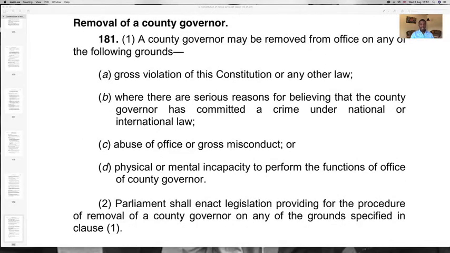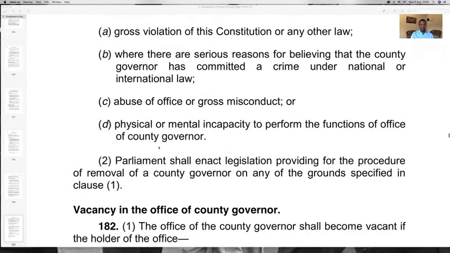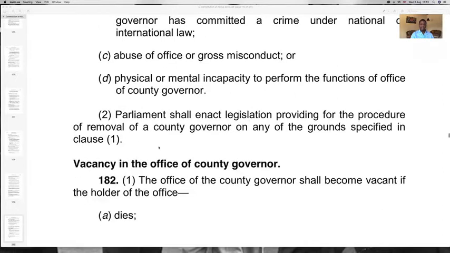Removal of a county governor. A county governor may be removed from office for gross violation of this constitution or any other law, or where there are serious reasons for believing that the county governor has committed a crime under national or international law, or if the governor is in abuse of office or gross misconduct, or physical or mental incapacity which enables him not to perform the functions of a county governor.